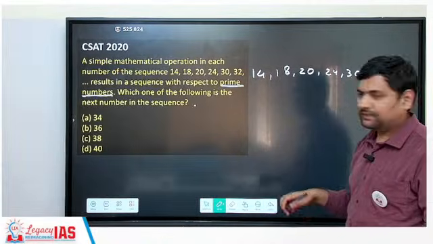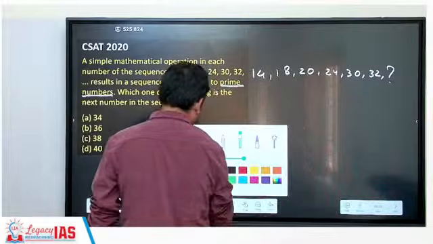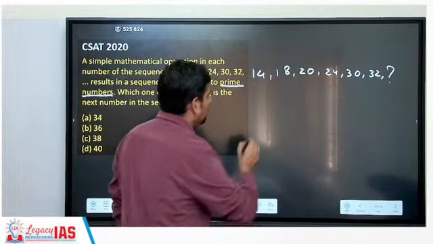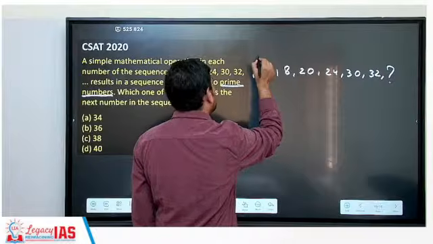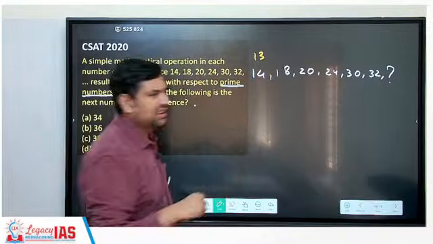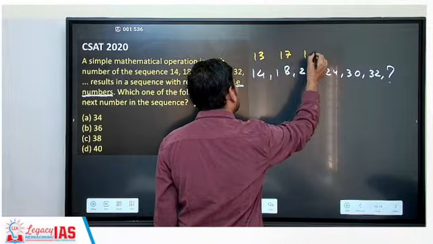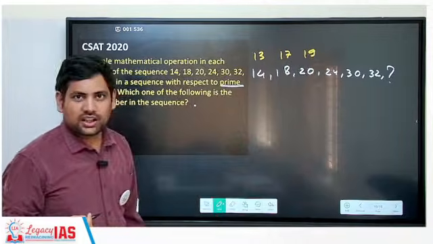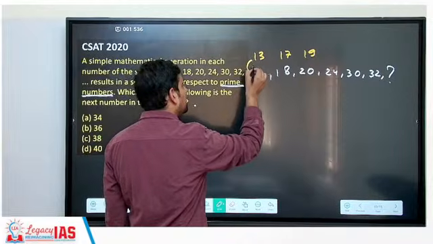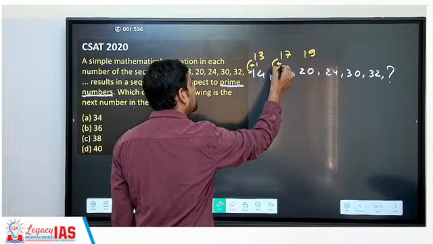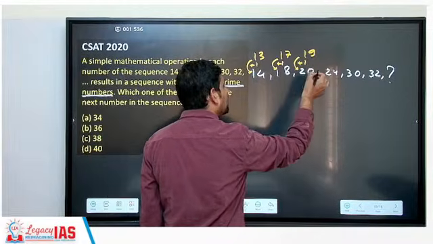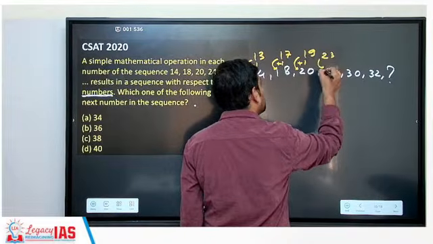Now let's start writing the nearest prime numbers to them. Okay, now nearest prime number, what is here? 13, then here 17, here 19. Can you see a pattern here? Isn't this 13 plus 1? Isn't this 17 plus 1? Isn't this 19 plus 1? 24 is also 23 plus 1.